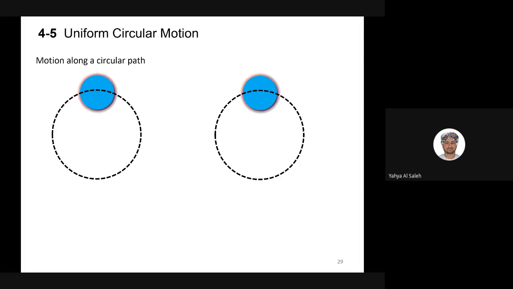Now these two types of circular motion are rather different. The first one is what we call uniform circular motion. The second one is what we call non-uniform circular motion. In this chapter, in this course, we're going to look at uniform circular motion. Non-uniform, we're not going to look at it.